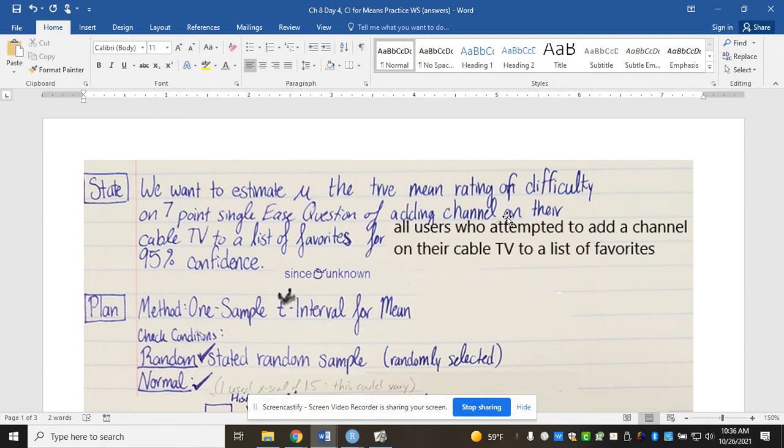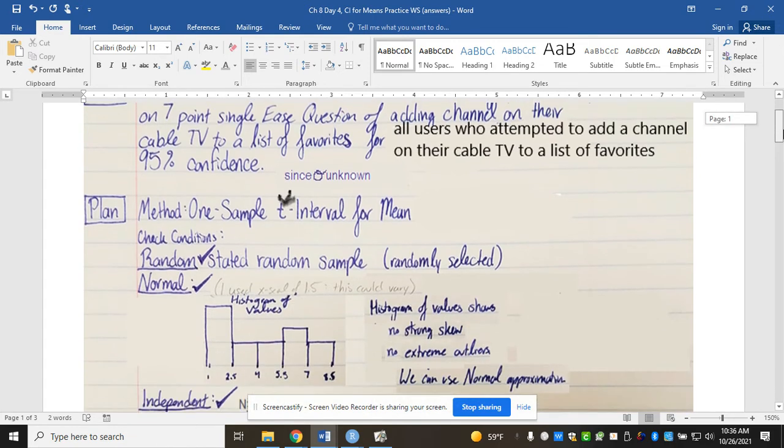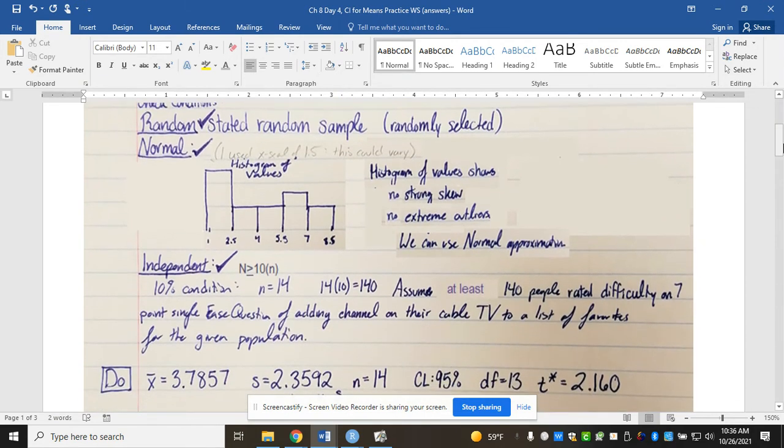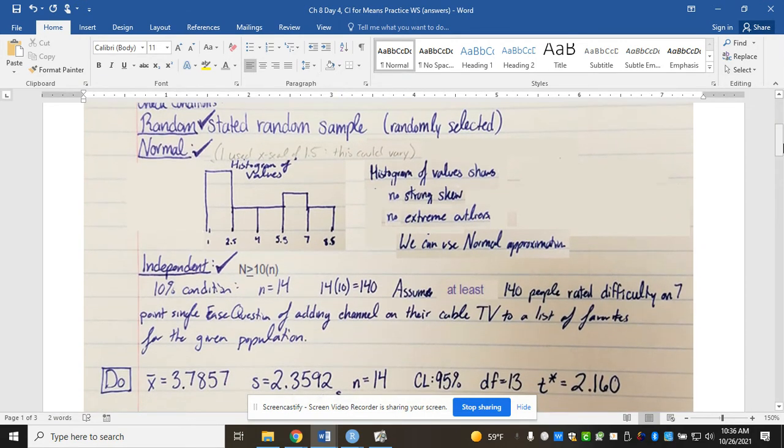Our conditions. First condition is random. It is stated a random sample, which is randomly selected. The histogram, I didn't realize until fourth period that I forgot, this was terrible. And I tried to send y'all something, but hopefully I didn't spend too much time on that.